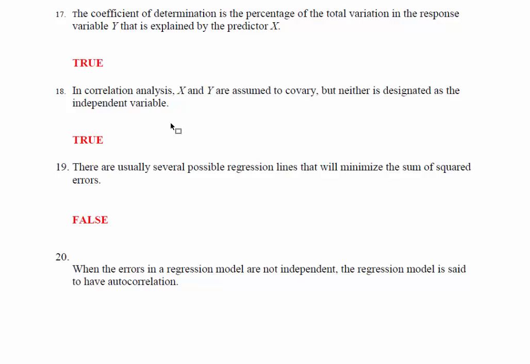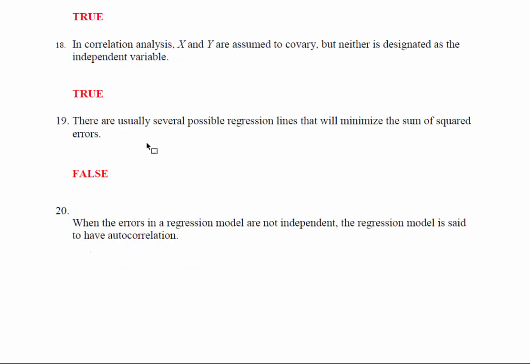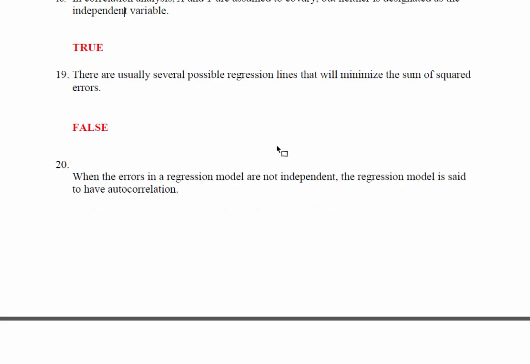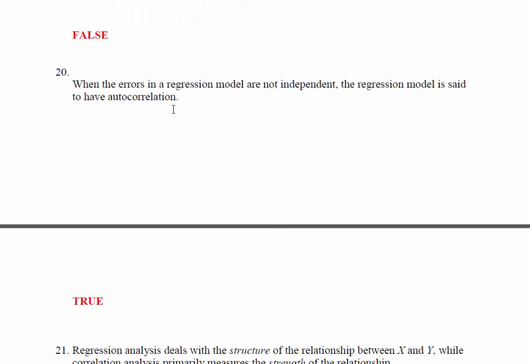We're not concerned with which one is independent, which one is dependent variable. Number 19. There are usually several possible regression lines that will minimize the sum of squared errors. That's not true, because if you minimize the sum of squared errors, there's only one line. That's our regression line.